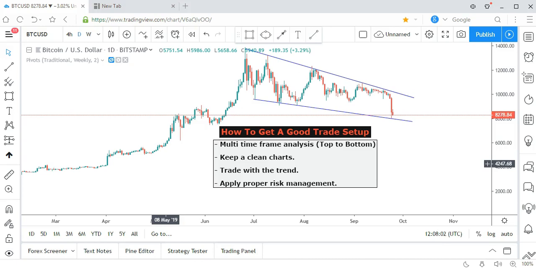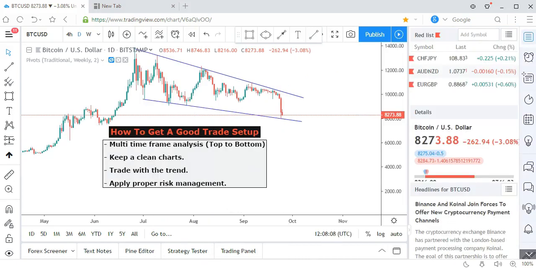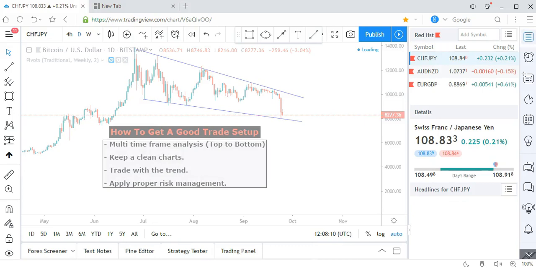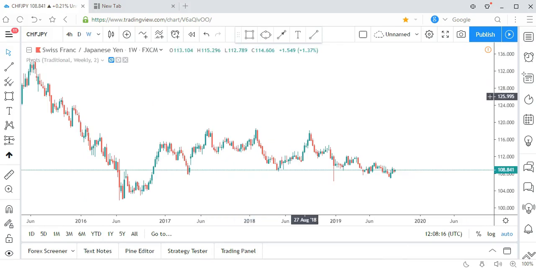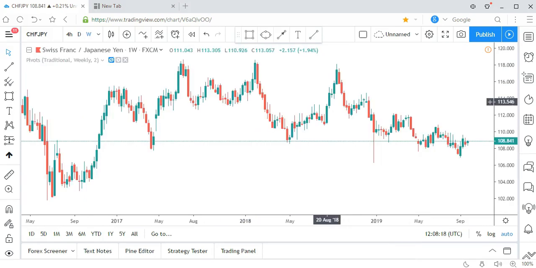Let's begin. So we start our tutorial now with the Swiss franc JPY. So let's look at the higher time frame first and see what is happening on the chart. So this is what is happening on the chart now. Notice from July 2016 till date. This chart is from July 2016 till date.